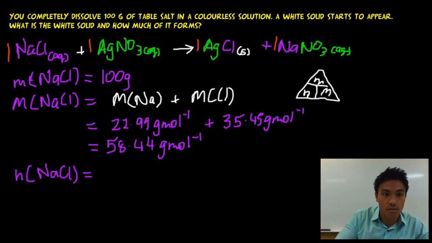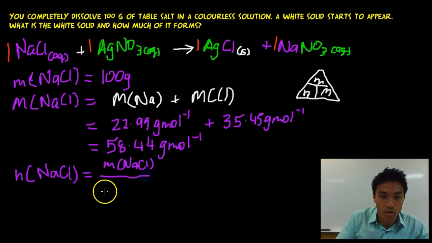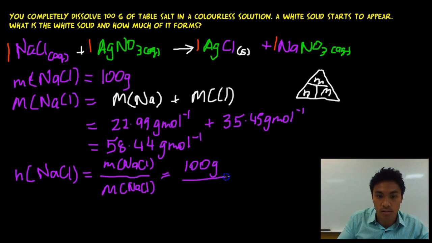So here, to find out our actual number of moles, we just divide the mass of sodium chloride by how much one mole of sodium chloride weighs, which is easy. We started off with 100 grams, okay, and for every mole, it weighs 58.44 grams. So for every mole, okay.